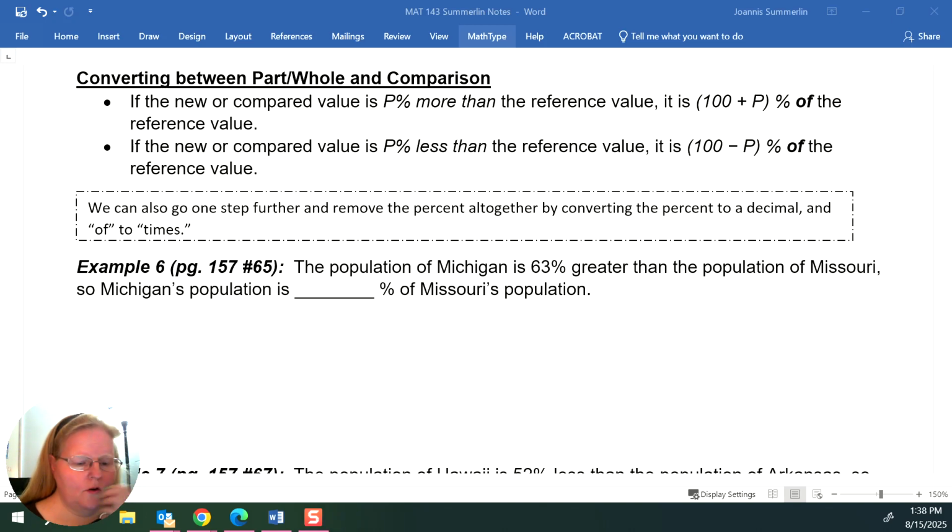Converting between part, whole, and comparison. There's some little thing about more than and less than that comes into play, and how it flips information. So when the newer compared value is p% more than the reference value, then it's 100 plus p% of the reference value.